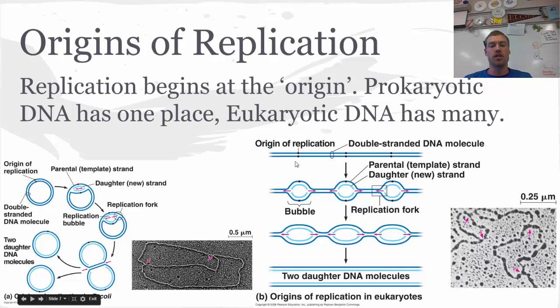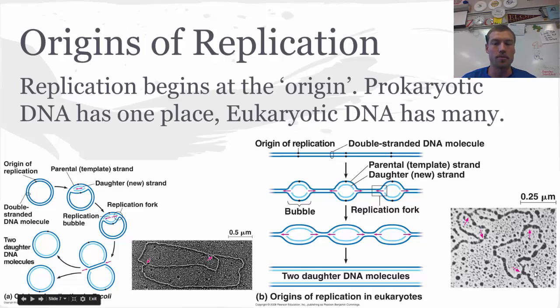In eukaryotes, which have linear DNA, there are multiple origins along the way, and at each origin a bubble forms and a replication fork occurs. So you have multiple places where DNA replication is occurring, but you still end up with two daughter DNA molecules. You can see the various replication forks everywhere that the arrows are pointing, and this would be the DNA that hasn't been replicated yet.